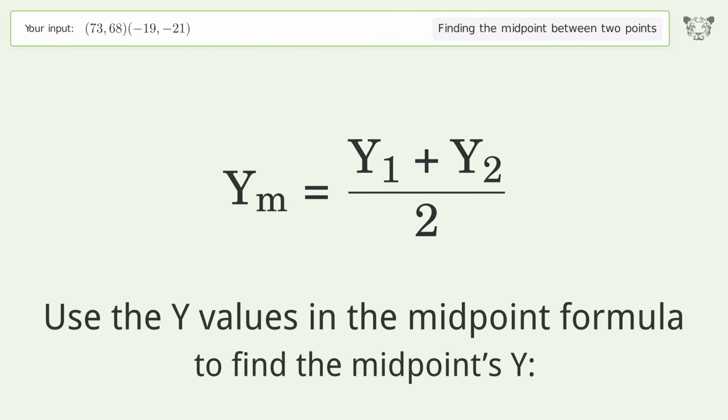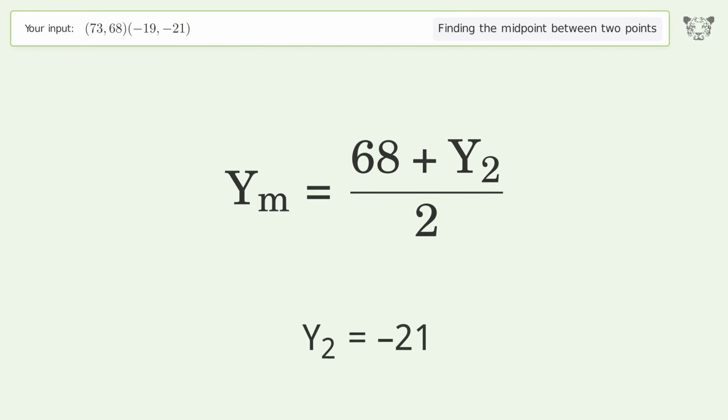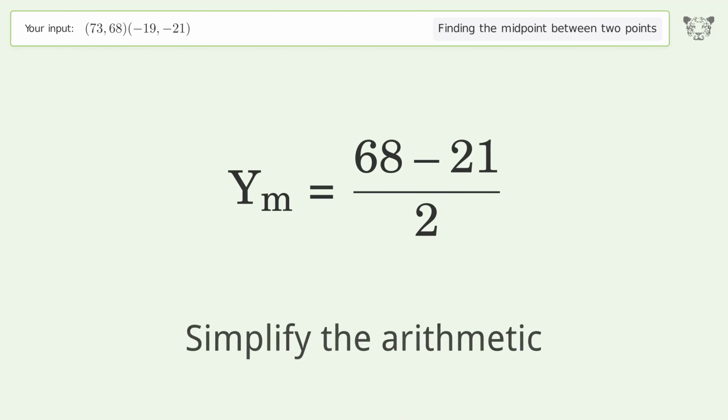Use the y values in the midpoint formula to find the midpoint's y. y1 equals 68. y2 equals negative 21. Simplify the arithmetic.